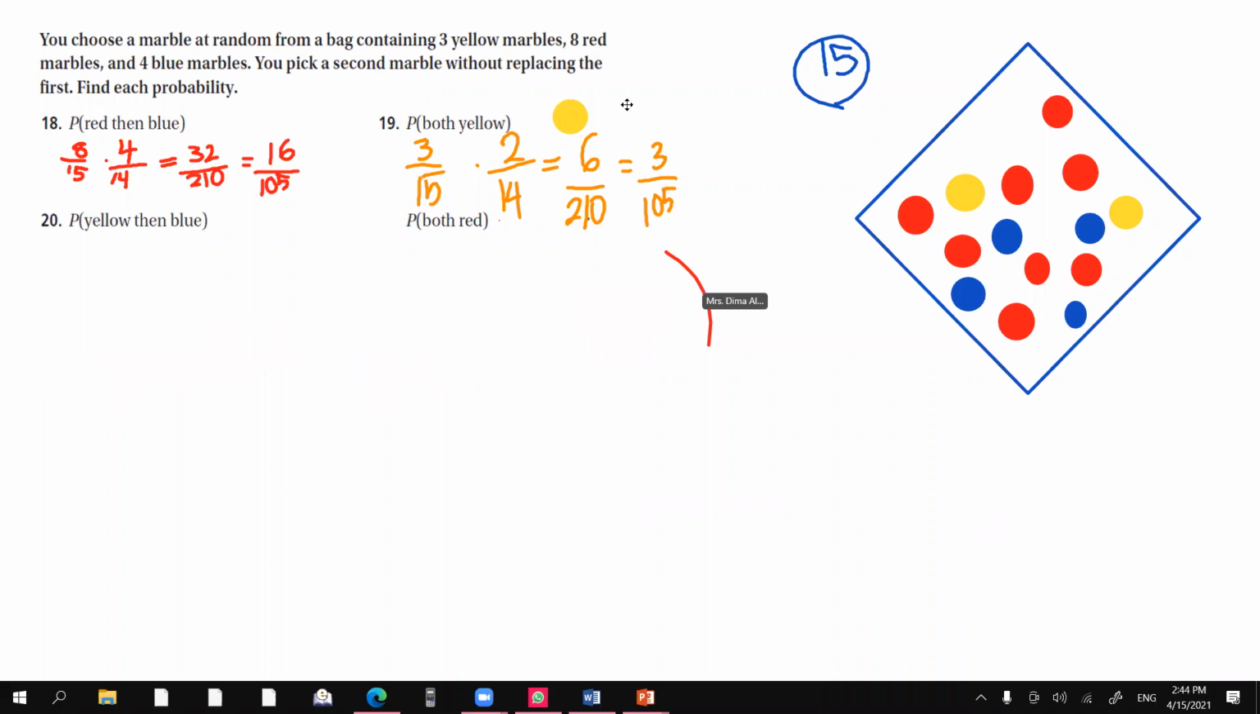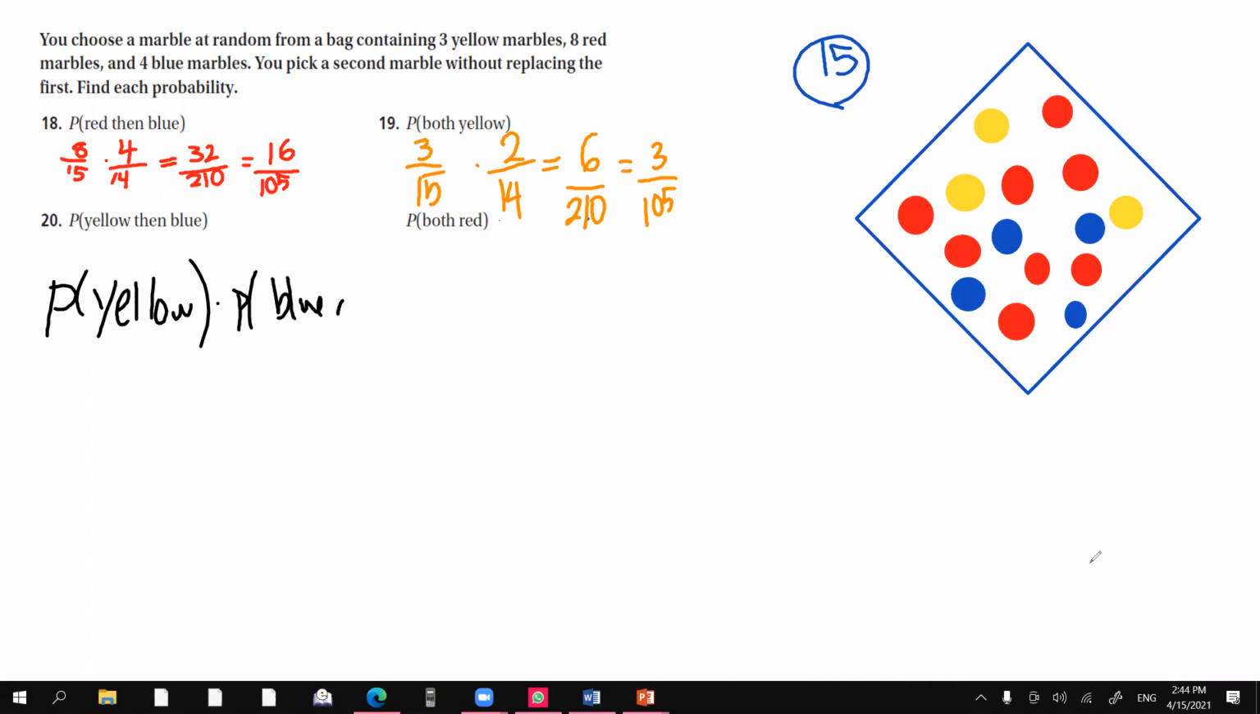Now, let's come to number 20. In number 20 here, yellow, then blue. So the probability of getting yellow times the probability of getting the blue after I took the yellow. Now, the probability of getting yellow: how many yellow here do we have now? 3 over 15. We have 3 yellow over 15.